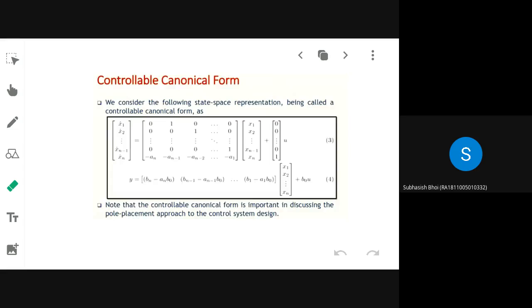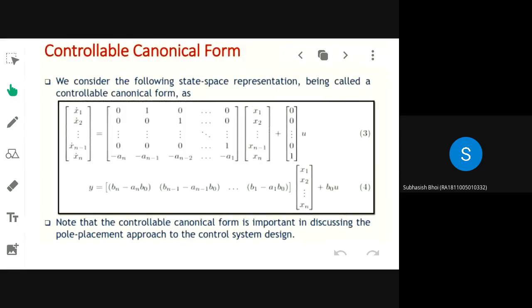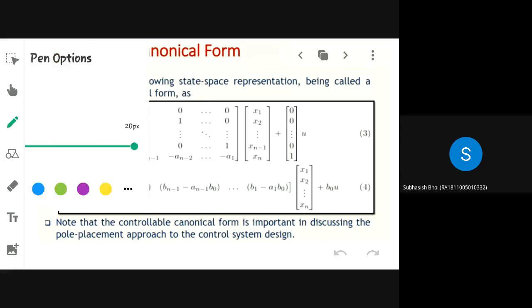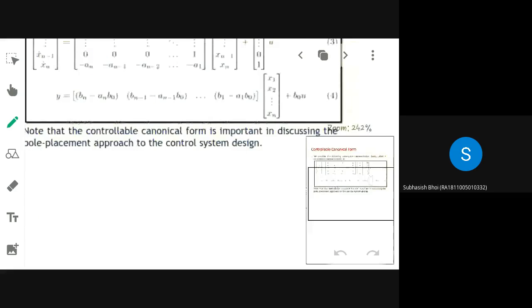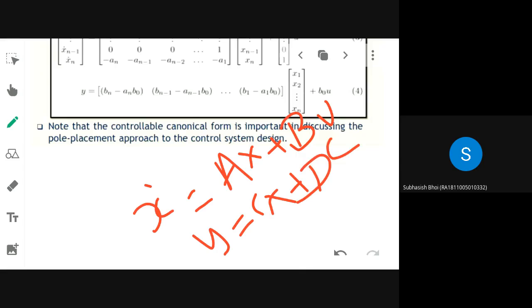So first one, here comes your controllable canonical form. If you want to obtain the state space model in controllable canonical form, as I told you, you know what the state space model representation is. You are to obtain equations of the form x dot equals Ax plus Bu and y equals Cx plus Du. This is your state space model. I want this representation from the given system.